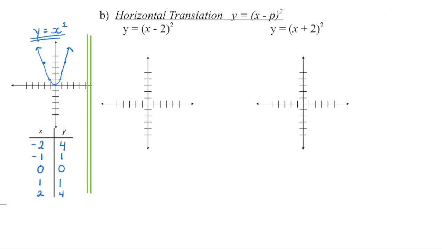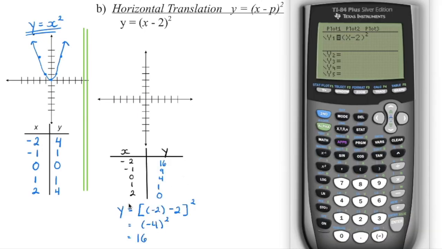We're now going to investigate the value of p. So you'll notice that p is the value that occurs within the brackets. So you can see in my parent function, I don't have any brackets, which means my p value is 0. So we can continue on with our table of values to generate some coordinate points. If I substitute a -2 in here, -2 minus 2 is -4. -4 squared gives me a value of 16. So I can continue on and get those points. I can also go in here and graph this. So we've got x, make sure you do -2, close the brackets, squared.